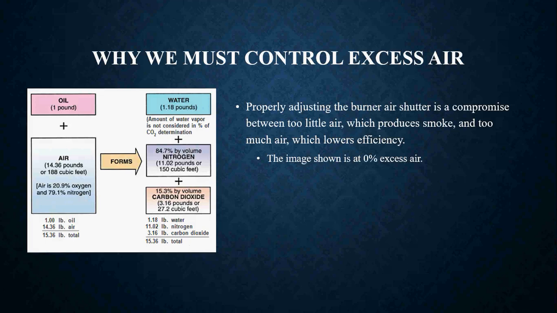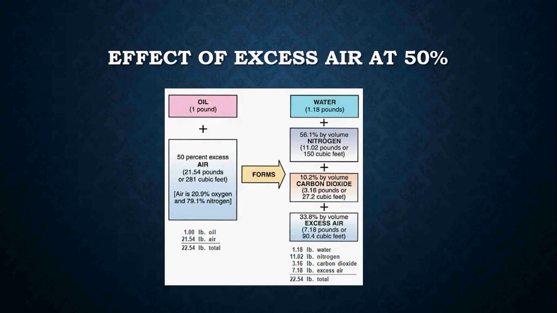We could present about 84.7% by volume of nitrogen. Okay, and we can create about 15.3% by volume of carbon dioxide. Okay, so it's relatively the same. Now here is at 50%. Okay, when we have that excess air, we can create a better burn. That's what we want to try to do.